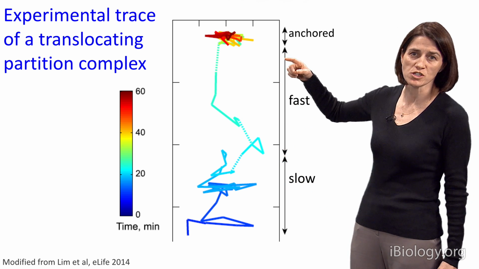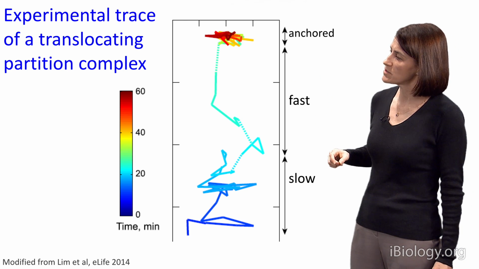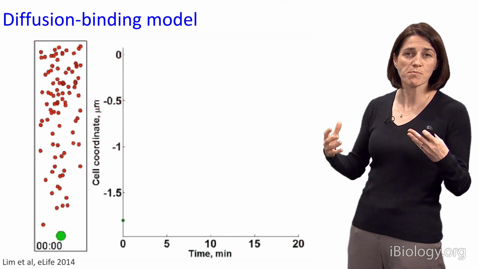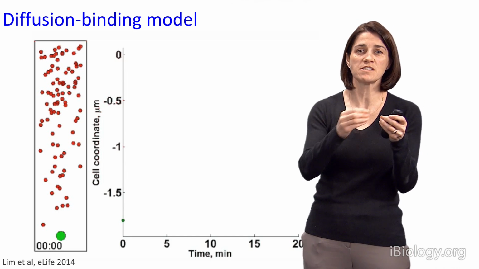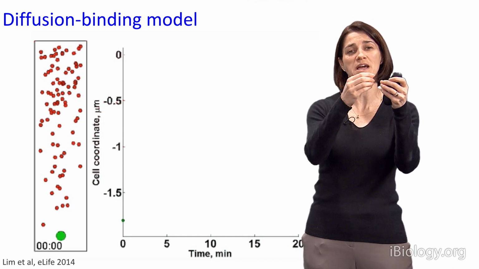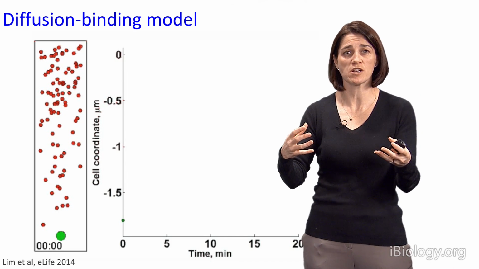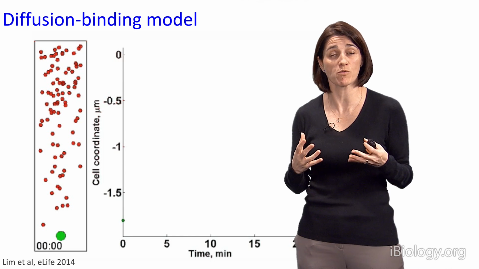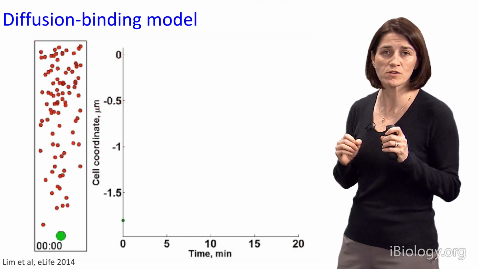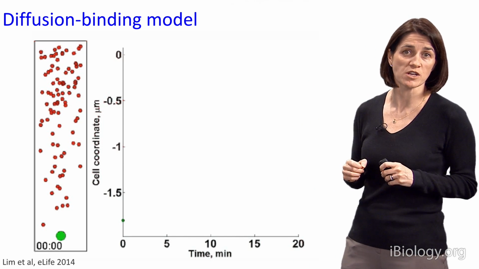followed by a fast motion. So then we wanted to test, is it possible that what happens is that the partition complex is diffusing and interacting with ParA-ATP dimer, and this is sufficient to reproduce the translocation kinetics that we observe inside a cell? So we wanted to test that through simulation.